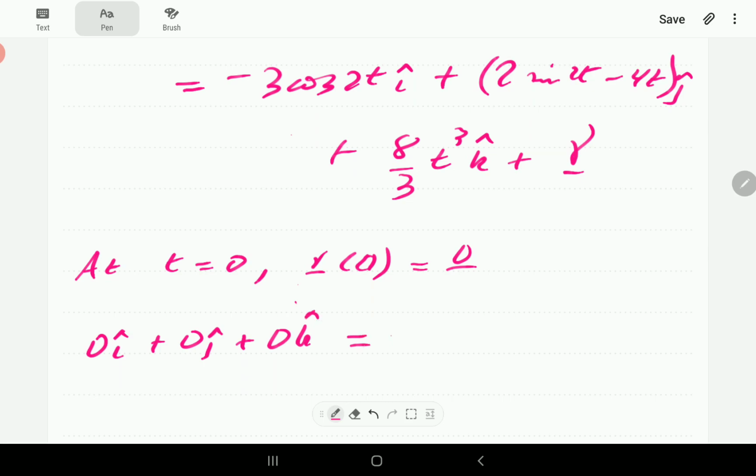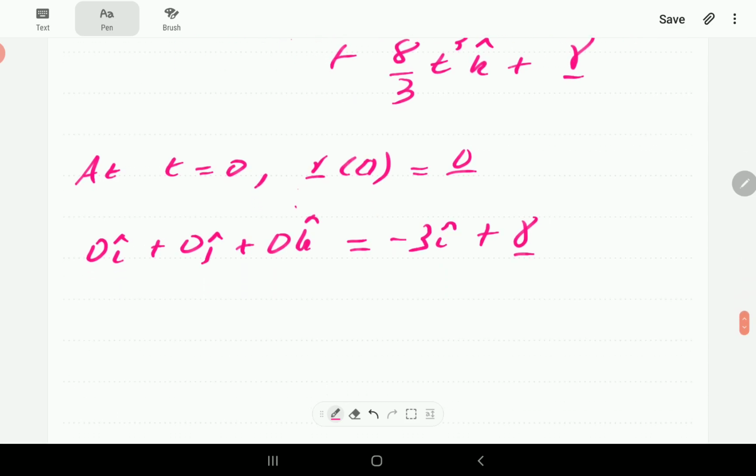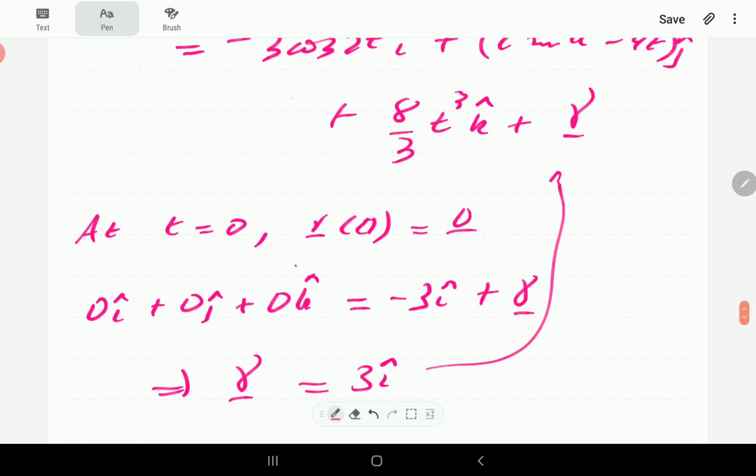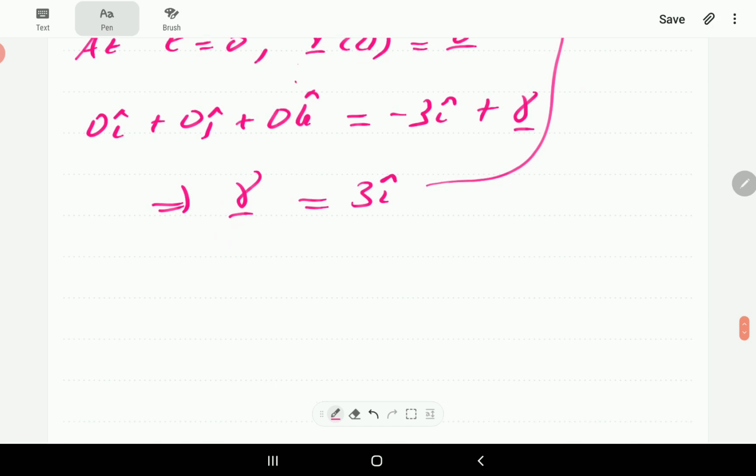On the right hand side, we will have minus 3i. The j component is going to disappear. This component is also going to disappear, and so we're just going to have gamma there. So this is telling us that the constant gamma is simply 3i. So then we're going to take this and plug it in there.